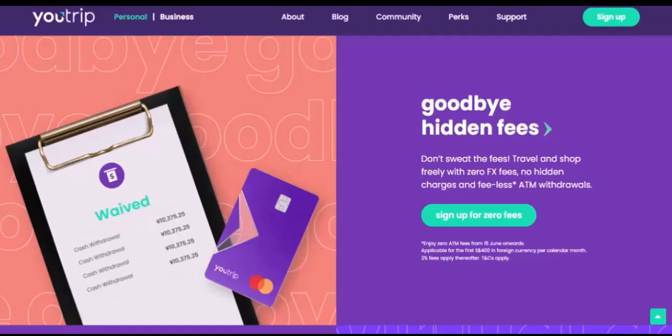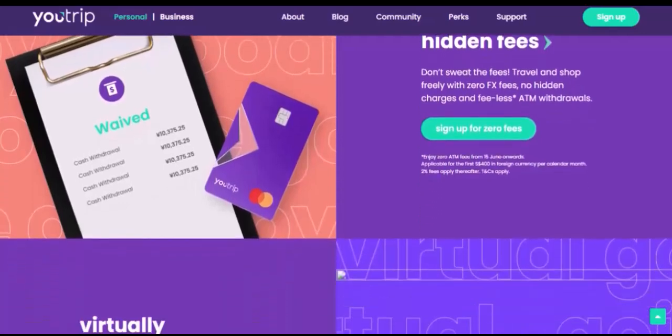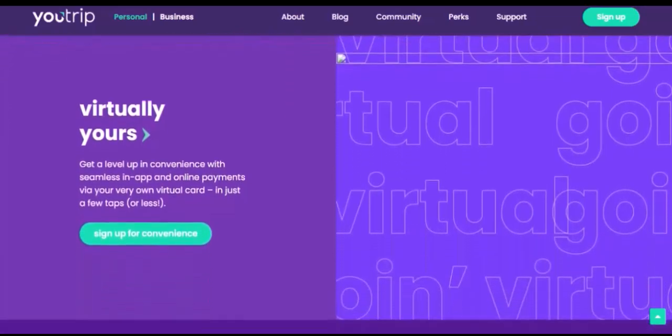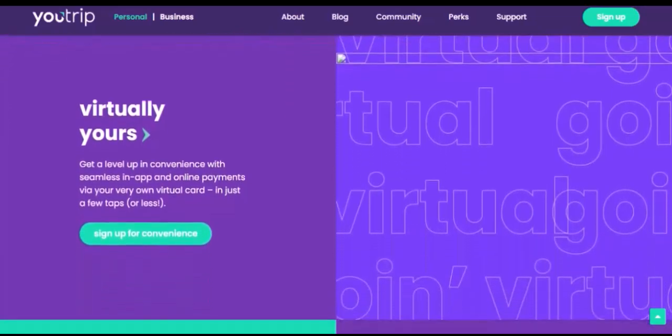If you're looking to move significant amounts of money, or if you require regular bank transfers, a traditional bank account is still the best option. YouTrip complements that, offering a specialized tool for specific financial activities. It's about understanding the strengths of each financial tool and using them appropriately.